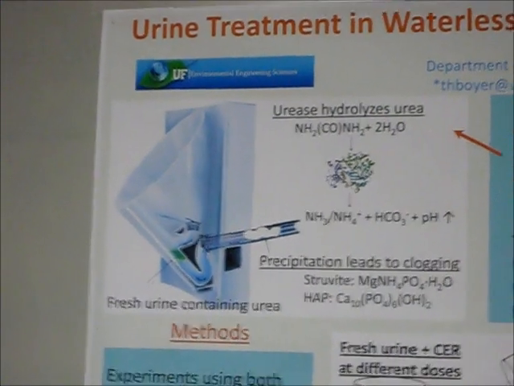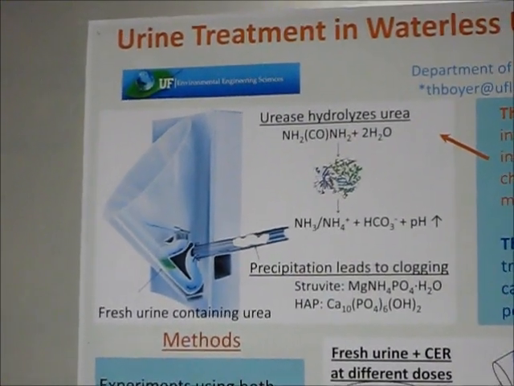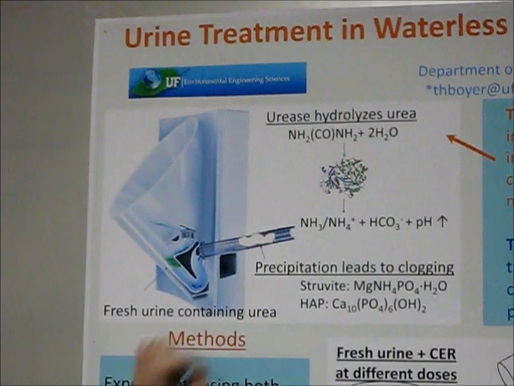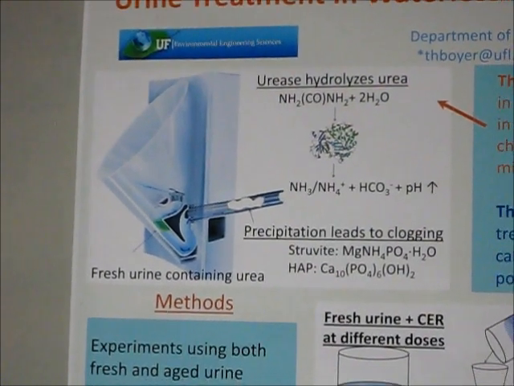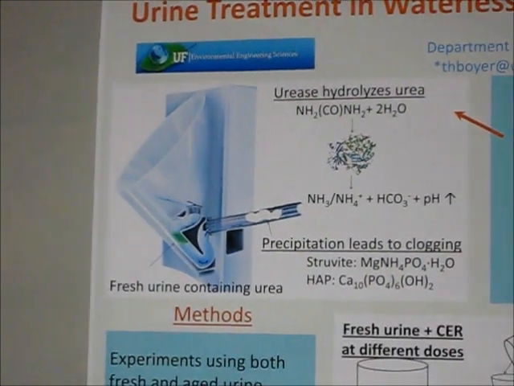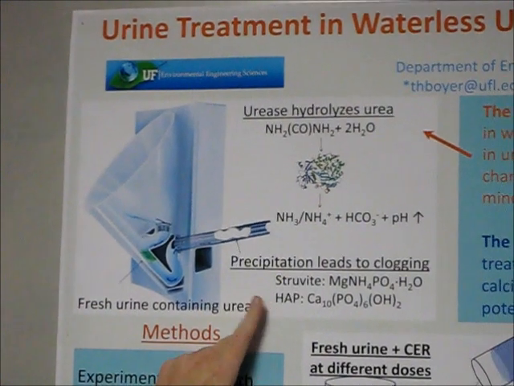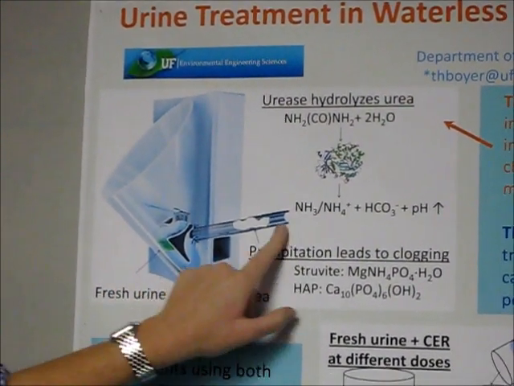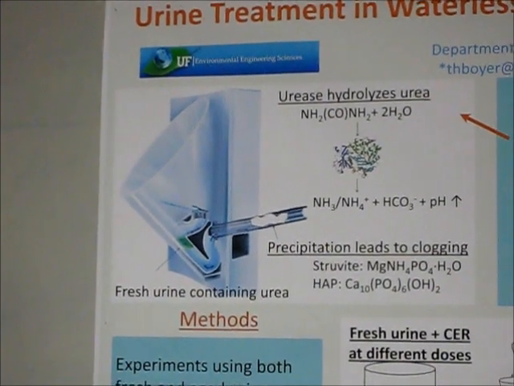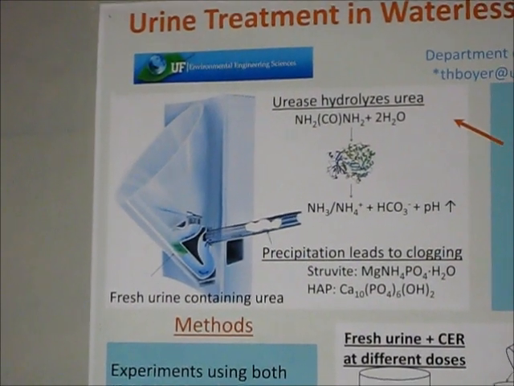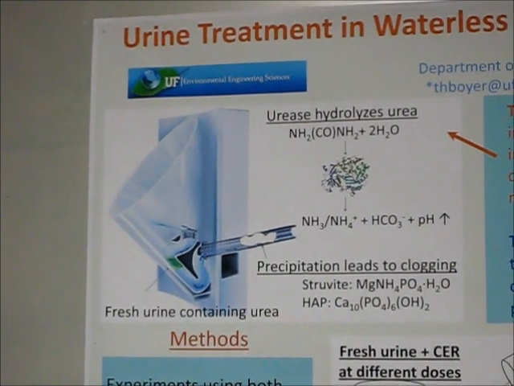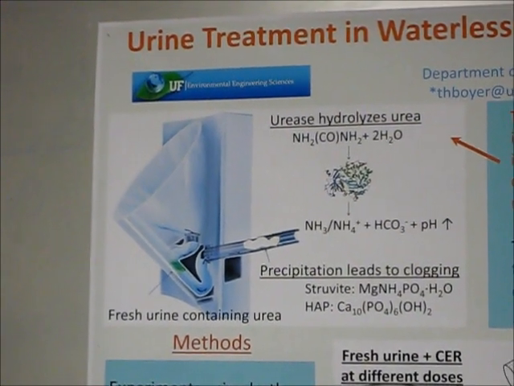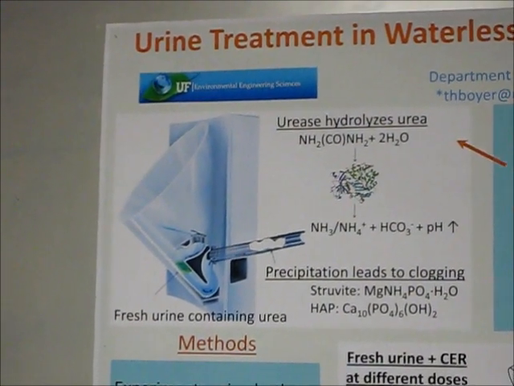This process induces the precipitation of two minerals in particular, struvite, which is a magnesium phosphate mineral, and hydroxyapatite, or HAP, which is a calcium phosphate mineral. The formation of these minerals in the unit's pipes leads to maintenance issues and odors, which often detracts from user acceptance and overall feasibility of the units.